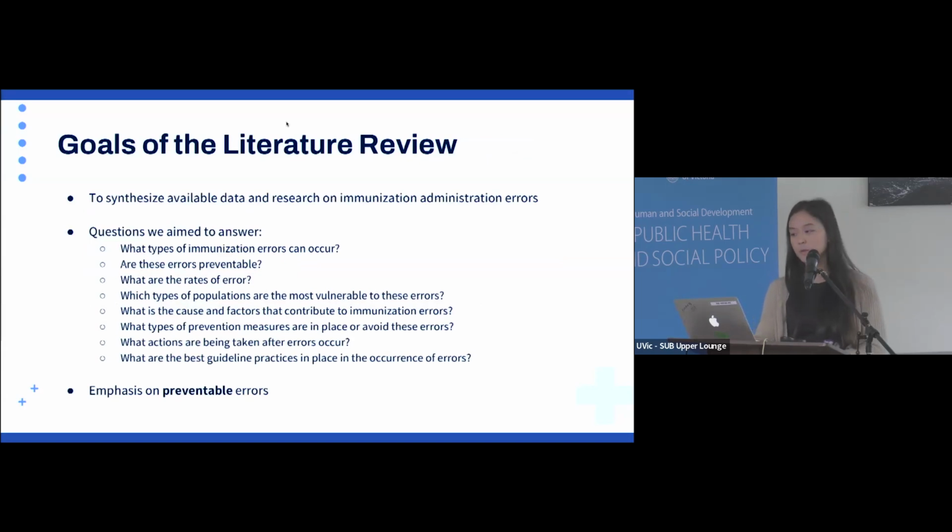So the goal of this literature review was to systematically gather and synthesize available data and research pertaining to immunization errors encountered during vaccine administration. Because there is a small scope of existing research on immunization administration errors, these questions were generated as a guide for our search. Along with identifying the underlying causes of such errors, the review aimed to identify literature that presents methodologies for the prevention and management of these errors. Since immunization errors encompass many types of error occurrences, the review focused specifically on preventable errors in immunization administration, examining their root causes and how they can be prevented.